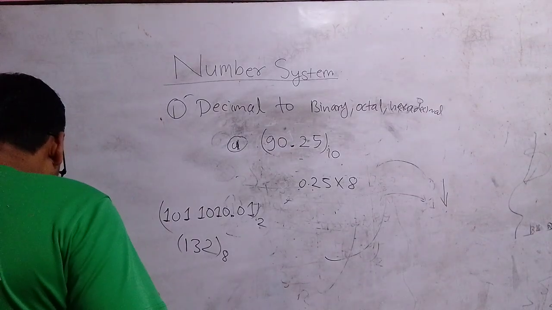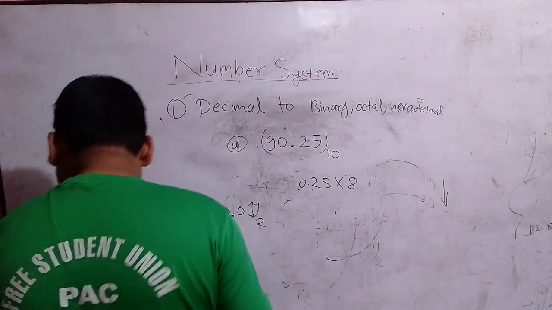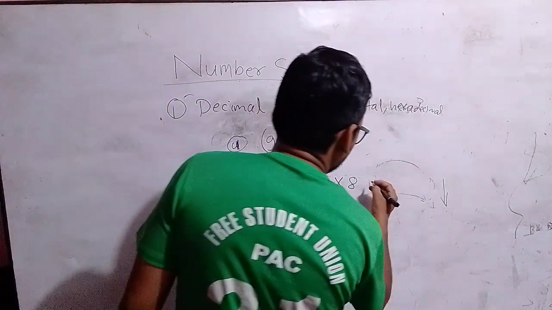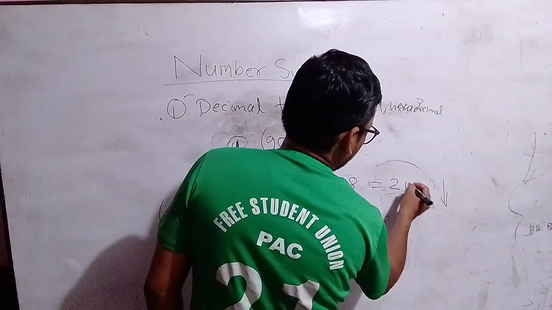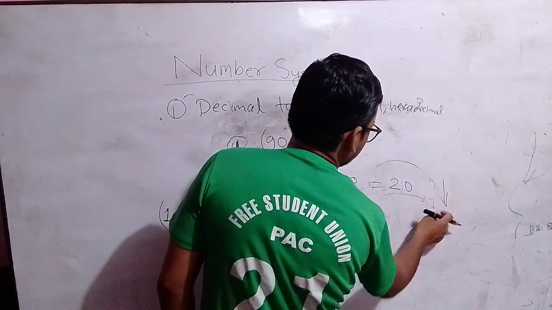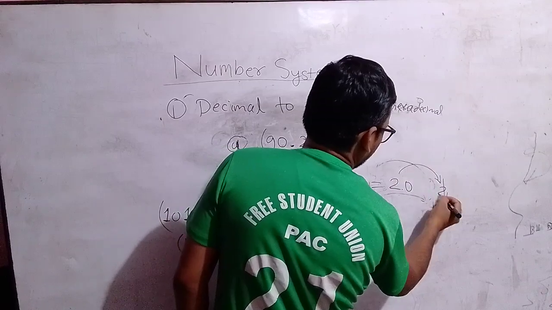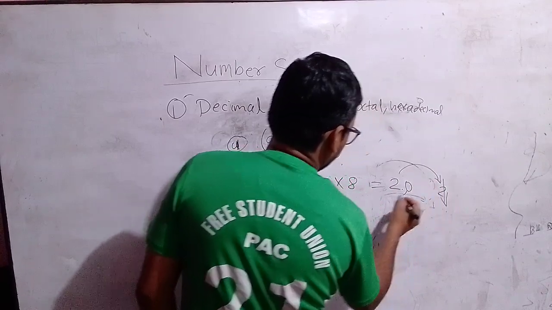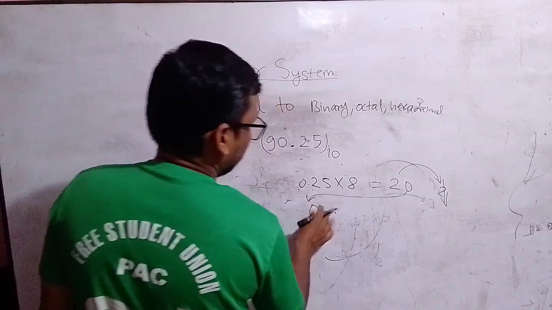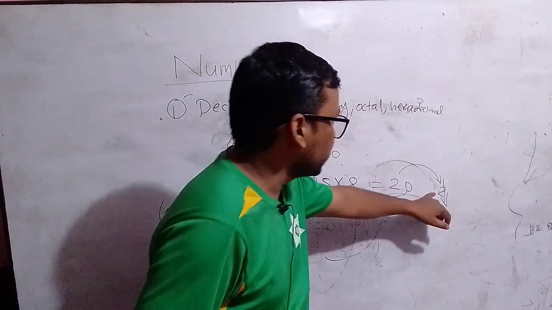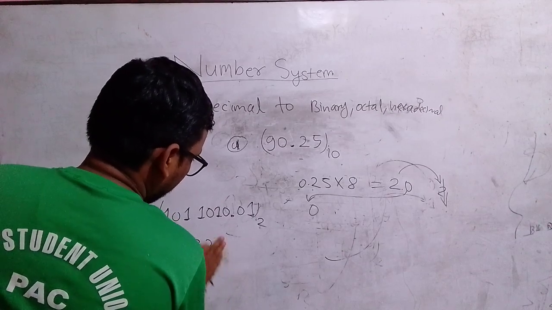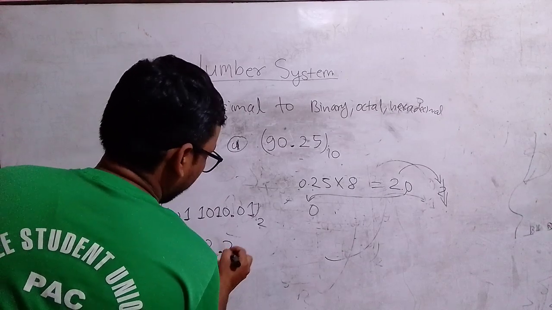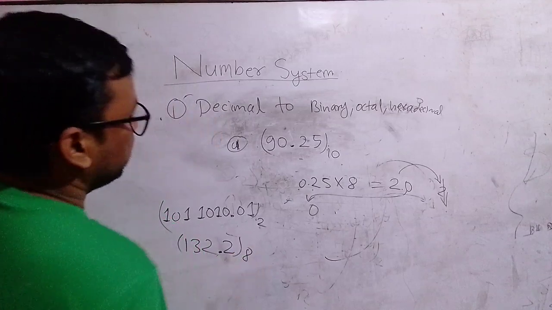0.25 into 8 gives 2.0. That means we need to separate the integer part, 2, and the fractional part, 0. The fractional part is 0, so we just need to write 2. What would be the octal output? 0.2 octal.